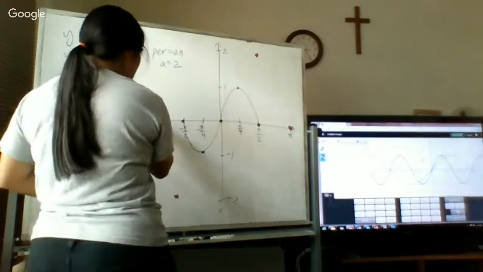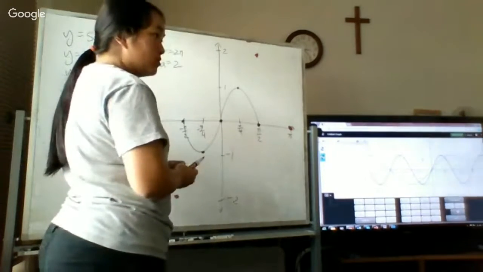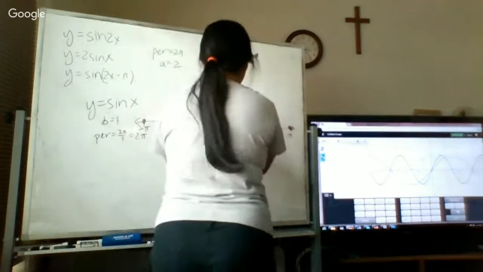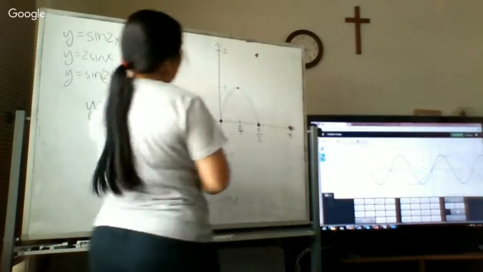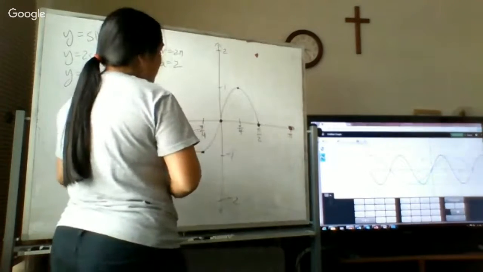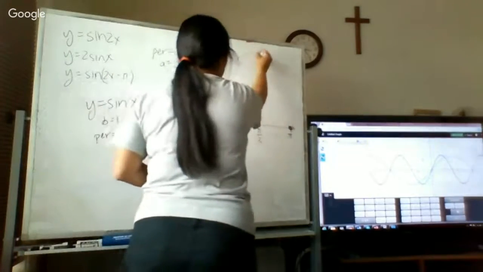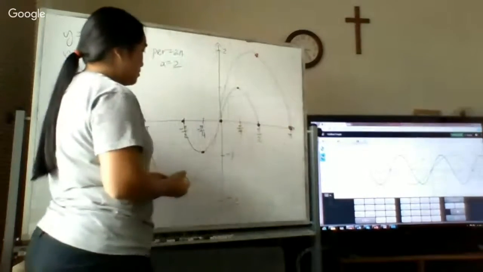So the maxima and minima on the x-axis is just half of the period? It's half of the half, so it's a quarter of the period. Okay, and then you connect these points. There you go.